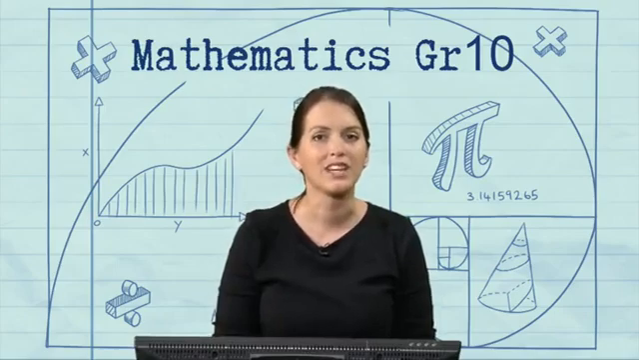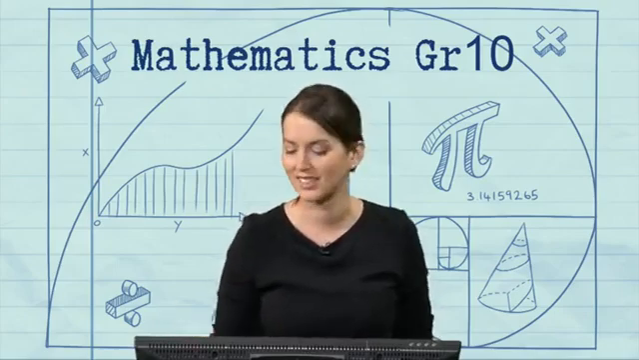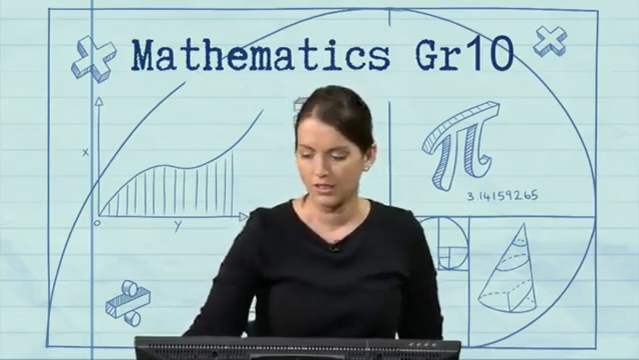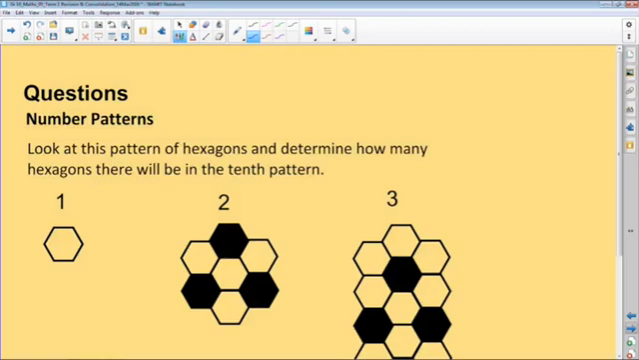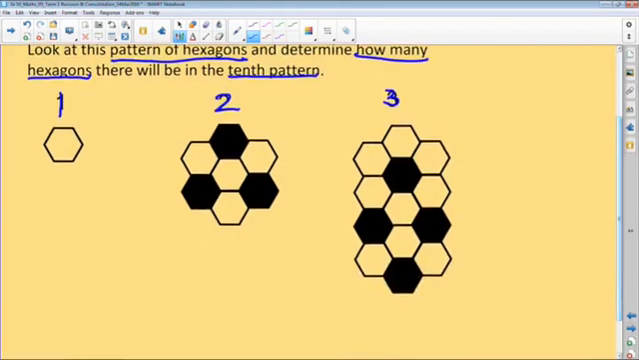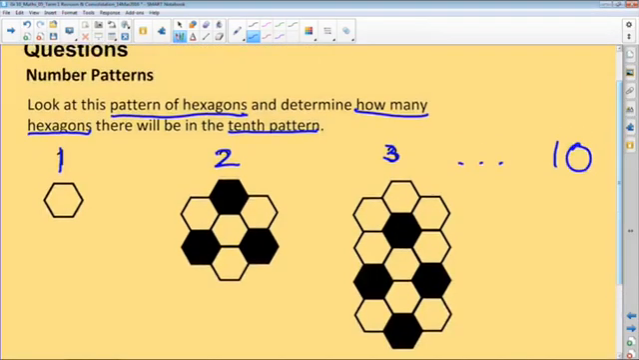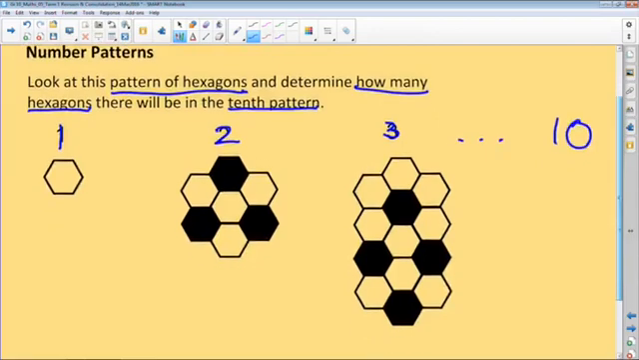Okay, the next question comes from the number patterns exercise. Let's take a look. Okay, look at this pattern of hexagons, and determine how many hexagons there will be in the 10th pattern. So this is obviously pattern number 1, pattern number 2, and pattern number 3. So we need to figure out how many hexagons there will be in pattern number 10. Now the interesting thing is that it hasn't told us what type of method to use. So let's just fiddle with it a little bit.